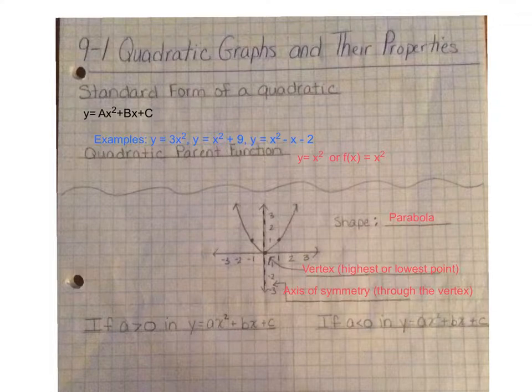The point that is its highest or lowest, depending on whether it's opening upward or downward, is called the vertex. The axis of symmetry is a line that goes through the vertex. If you remember back to what symmetry means, it's a line that cuts something in half and would be the same on both sides, like a mirror image. So that's the axis of symmetry. In this case, it happens to be the y-axis, but that is not always the case.